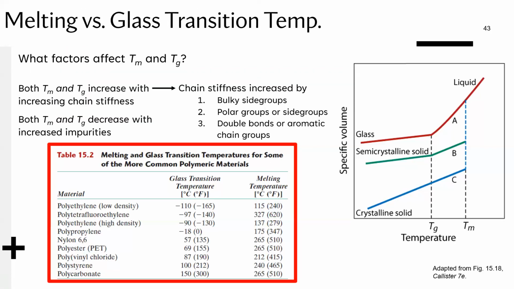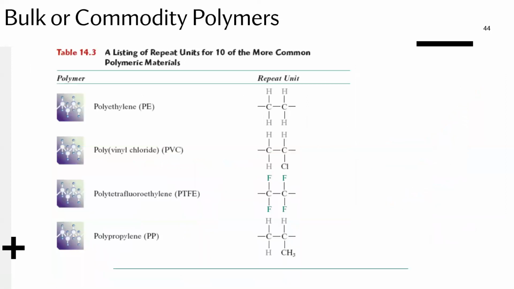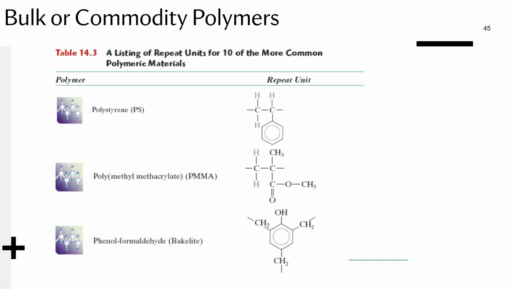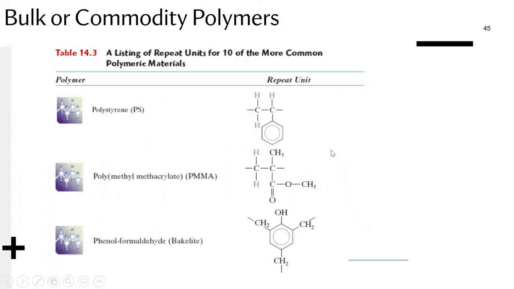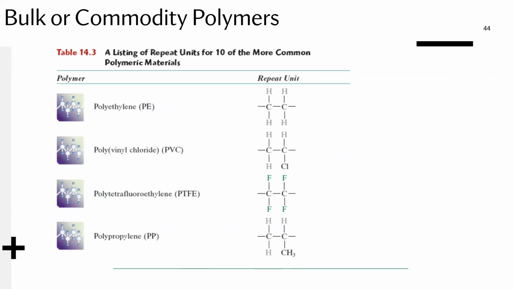So again, a lot of these that have a rather high melting temperature, like 265 for nylon and polyester, it's because they have a really strong structure. If you look at nylon and polyester, you can see that they have a lot going on, right? You can see all these polar groups. You can see the aromatic ring in the backbone. You can see how strong this is in comparison with, for instance, polyethylene.